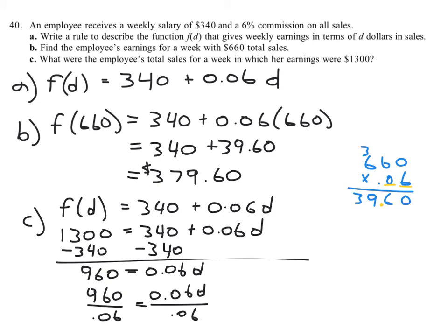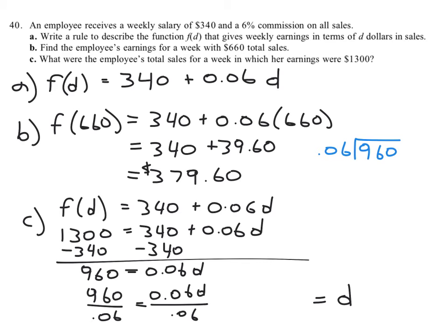d equals 960 divided by 0.06. We would find what d, the total sales, were by doing this division problem right here. And I'm going to do that over here on the side as well. I'm going to get rid of this original calculation because we already did that. What we are being asked to do is take $960 and divide it by 0.06.